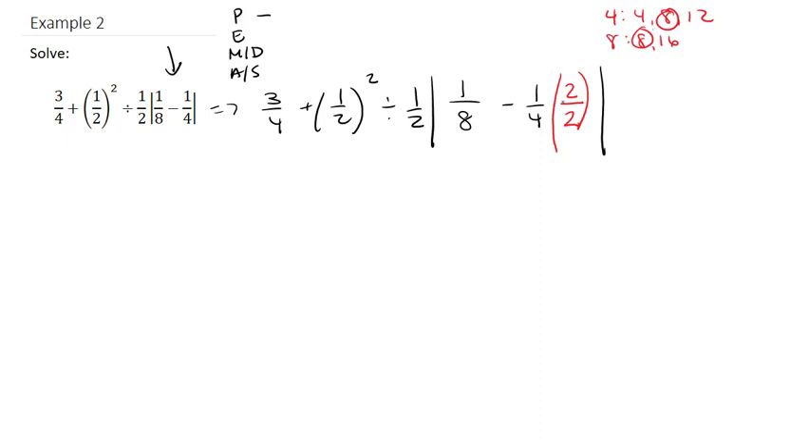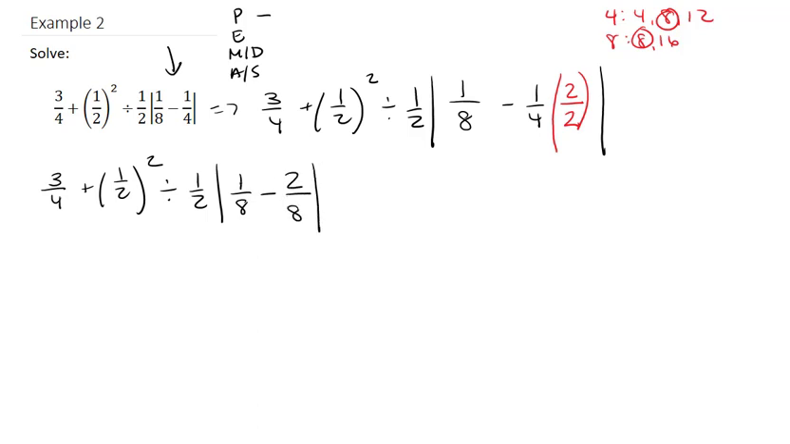Next, let's go ahead and multiply that all out. So we have 3/4 plus 1/2 squared divided by 1/2 times the absolute value of 1/8 minus 2/8, because 1 times 2 is 2. So now we have 1 minus 2 when we deal with inside this absolute value sign. And so we're going to get, when we go 1 minus 2 is equal to negative 1/8. But it's also in our absolute value sign. So it's just going to become positive.